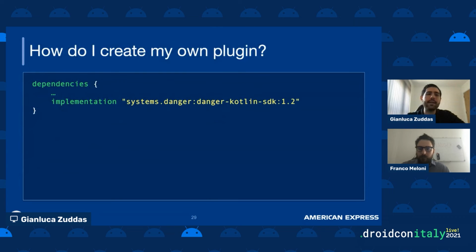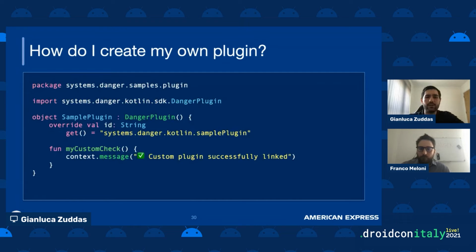And creating a plugin is quite straightforward. You can check out an existing plugin from GitHub if you want, or you can just create a new Kotlin library project and use our Danger SDK as a dependency. After that, you can create your plugin class or classes, where you just need to extend Danger plugin and create your methods, where you can communicate with Danger through the API.